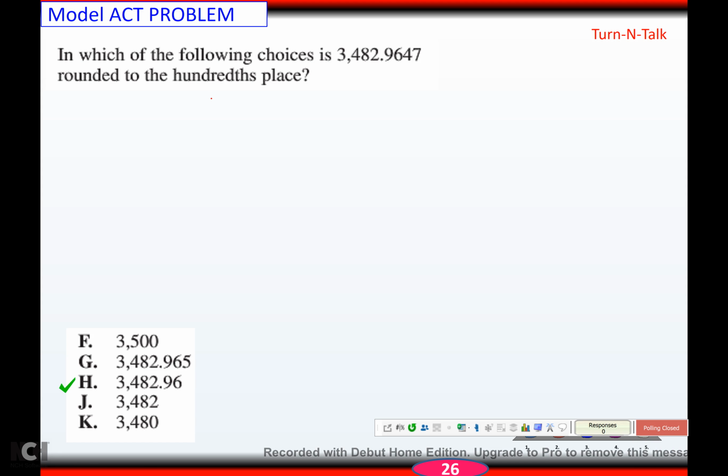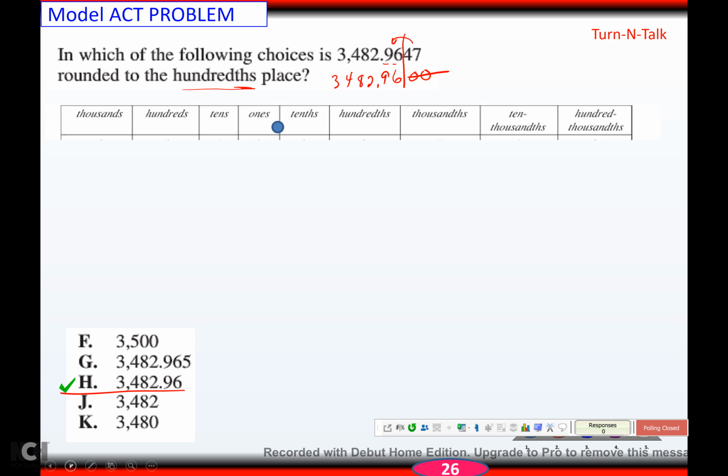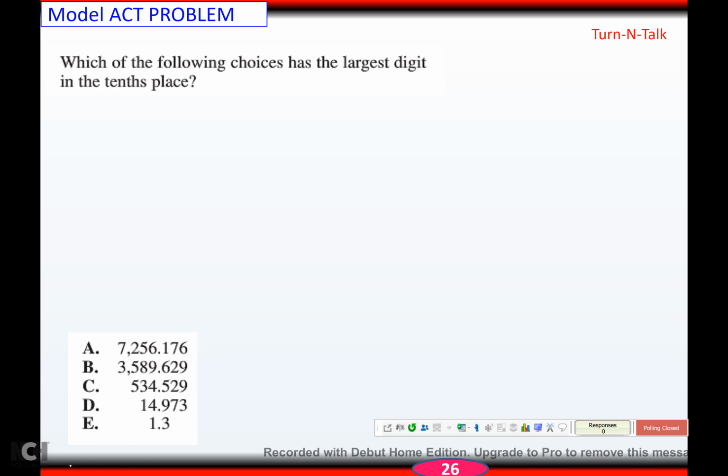And they want me to round this to the hundredths place: tenths, hundredths. That 4 isn't going to do anything to it, so these all stay the same. These turn to zeros, but if it's after the decimal, you don't have to write them. Okay. Try this one, hit pause, come back when you're ready.